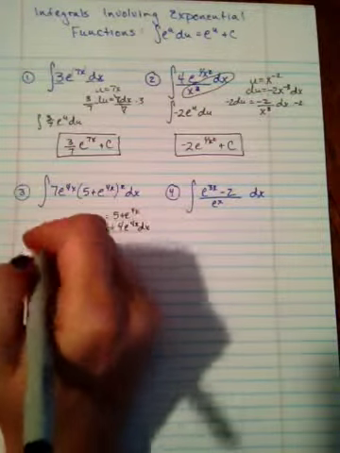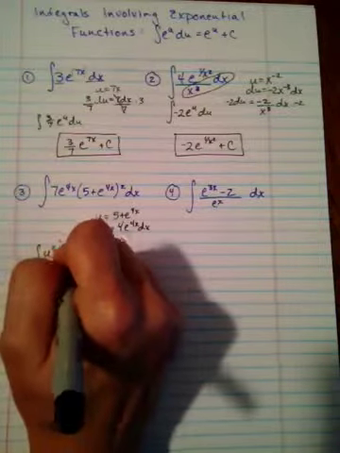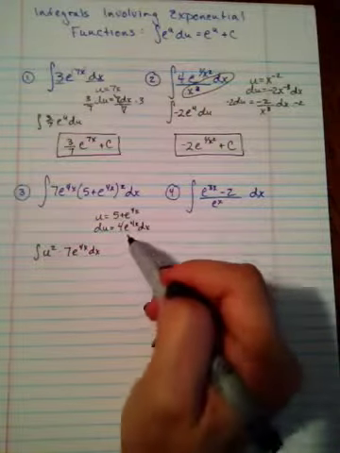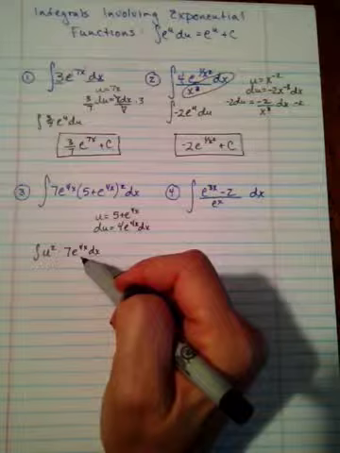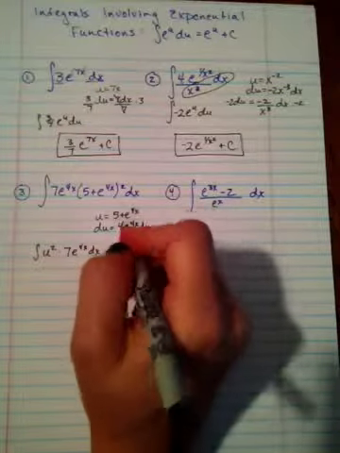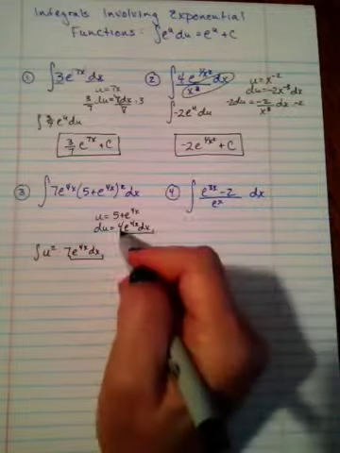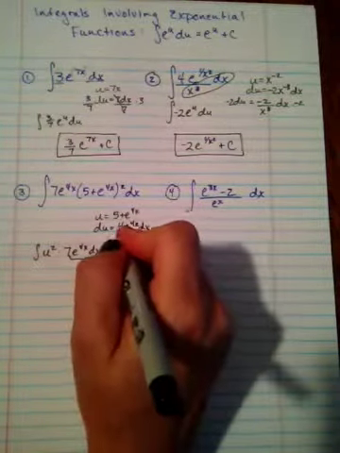So if I rewrite this integral, I have the integral of a u squared, and it still has a 7e to the 4x dx. I need to take my du and turn it into 7e to the 4x dx, and it's not that hard because they both already have the e to the 4x dx in them. I just need to change this 4 into a 7. So I need to get rid of the 4. I'm going to divide by 4.